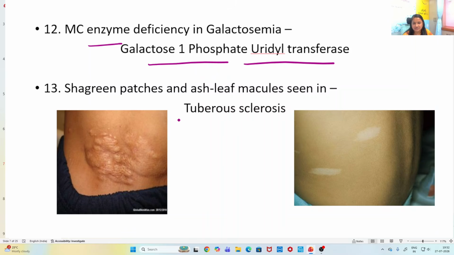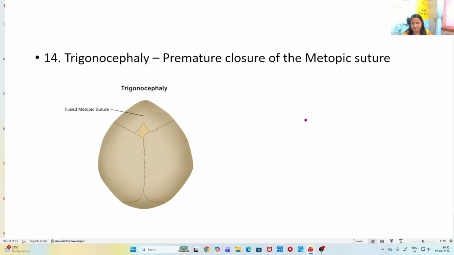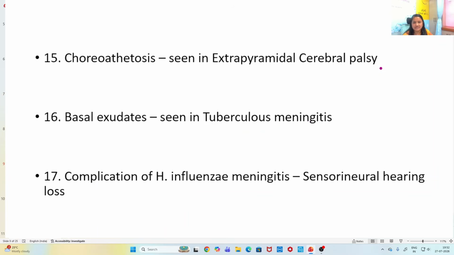Here in this picture you are seeing tuberous sclerosis lesions. One is the shagreen patch, this leather-like patch, and the other is ash leaf macules, hypopigmented macules. These two lesions are seen in tuberous sclerosis. Trigonocephaly is because of premature closure of the metopic suture. Choreoathetosis, these abnormal movements of chorea and athetosis, is seen in the extrapyramidal type of cerebral palsy.